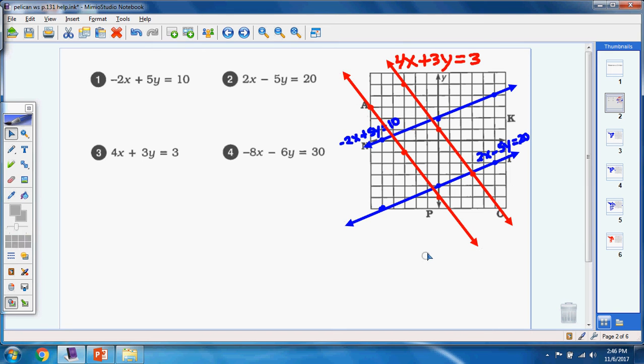So definitely use your straight edge, please, as you are working. Again, just put it somewhere near the line. Negative 8x minus 6y equals 30.